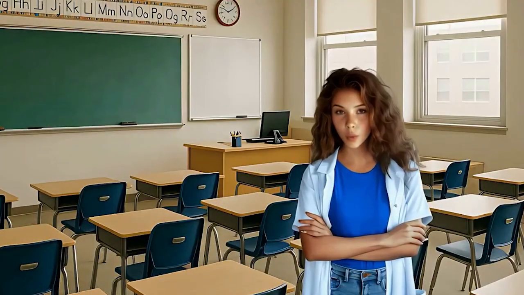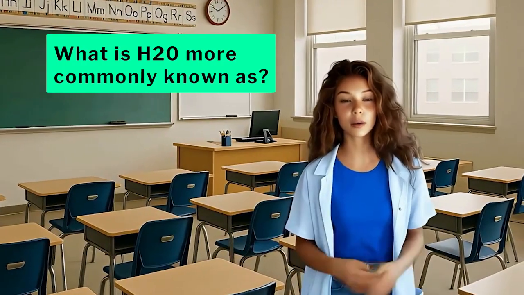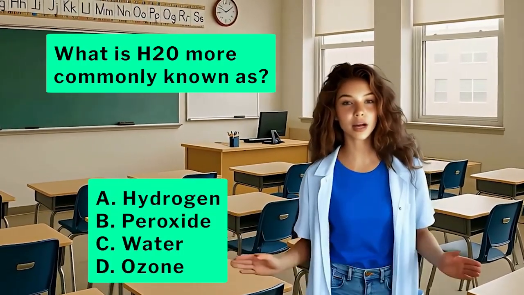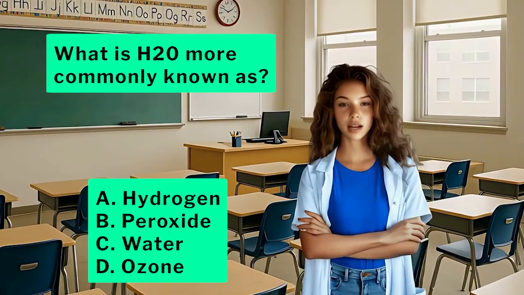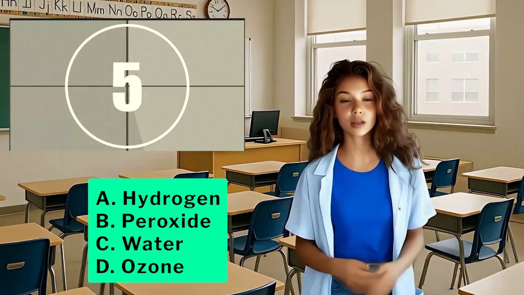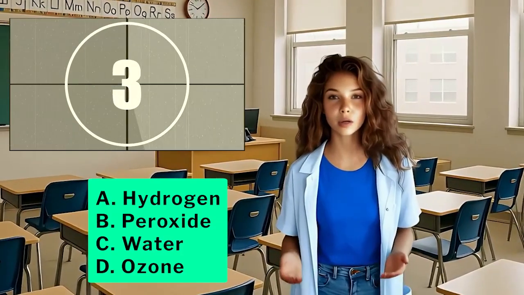Question 3. What is H2O more commonly known as? Choices are A, hydrogen, B, peroxide, C, water, or D, ozone. You have 6 seconds. Fun fact: hydrogen is the most abundant element in the universe.